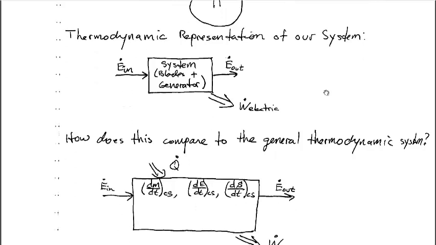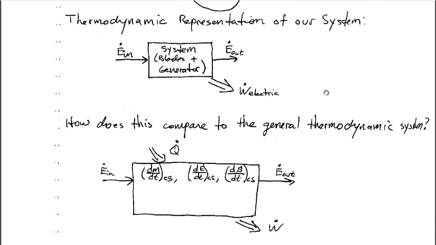Okay, so now what we need to do is take that sketch that we drew and create what we call a thermodynamic representation of that sketch, and that's what we call our control system. And so what we want to do is understand, first of all, what is our control system? In other words, what is the region in space in which we're doing our analysis? And then how does that control system interact with its surroundings?